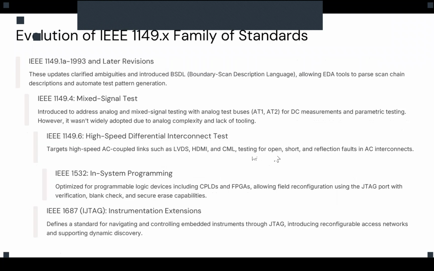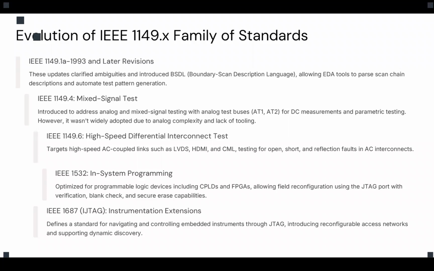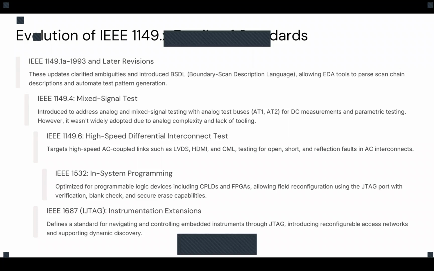Now, IEEE 1149 Part 1 was originally published in 1990. Because of the ambiguities in wording and implementation practice, it needed a revision. In 1993, there was an amendment for the IEEE 1149 Part 1 that tried to help with the ambiguity and define some critical elements of boundary scan. We are going to talk about what boundary scan means.